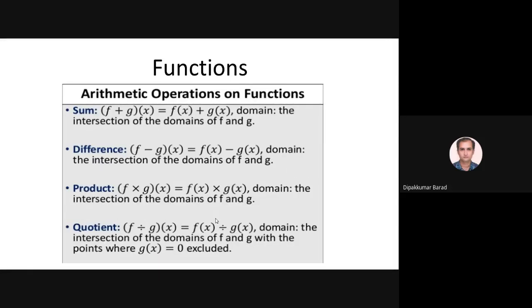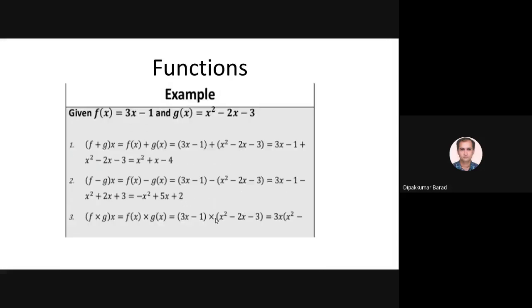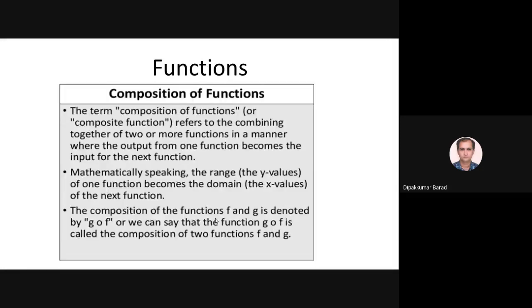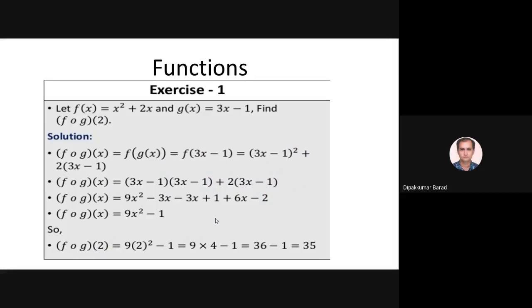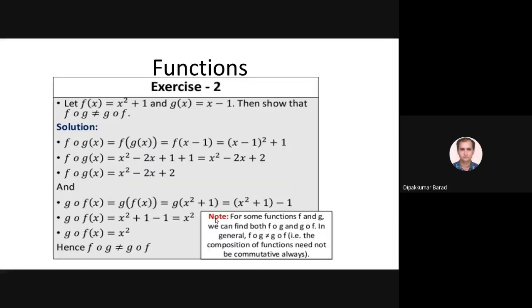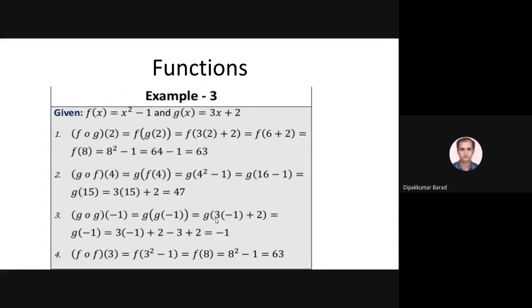Now the sum of functions, difference, and product, which you already know. For example, the sum of functions, product of functions, compositions of functions. Then F composition G is not equal to G composition F. And see, this F of x is equal to x square minus 164 minus 163.